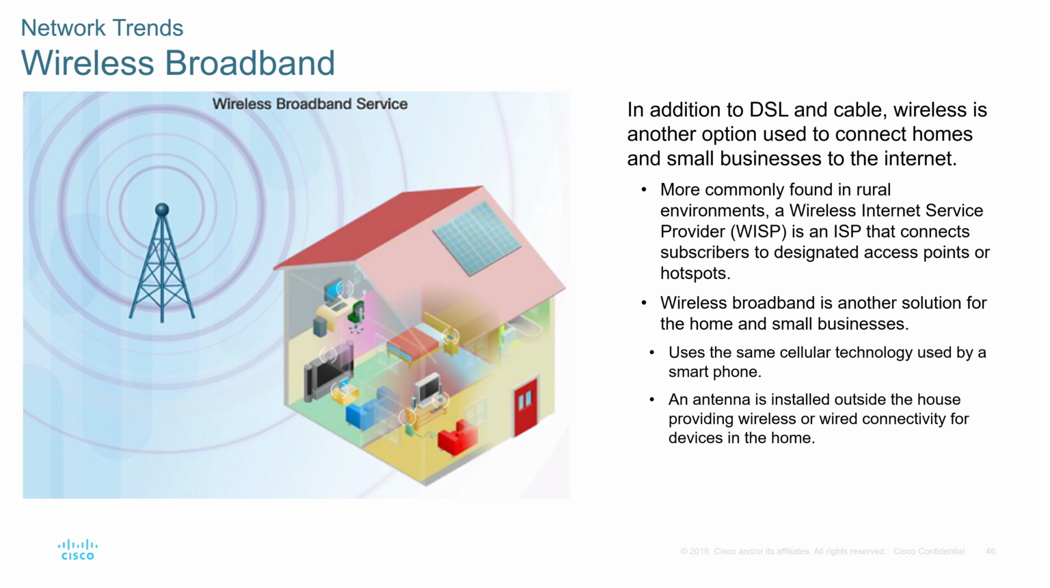Wireless broadband is another solution, in other words, for home and small businesses, and it uses the same cellular technology used by smartphones, except it may have a higher bandwidth allocated to it, so that an antenna can be installed outside of the house, providing wireless or wired connectivity to the devices in that house.